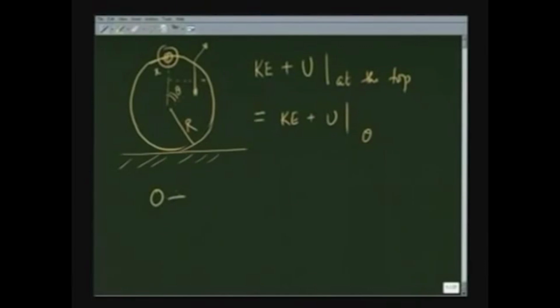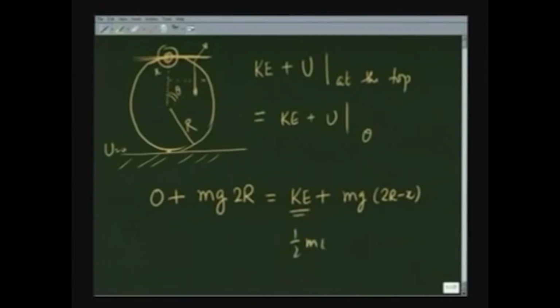KE at top is 0. Let me take the U to be 0 here at the ground, so that at the top it is going to be m g times 2r if the mass of the bead is m, and this should be equal to KE at theta or this distance x plus U at this point is going to be m g (2r minus x), and that gives me KE at this point, 1/2 m v square, is equal to m g x, or v equals square root of 2 g x, a well known result.